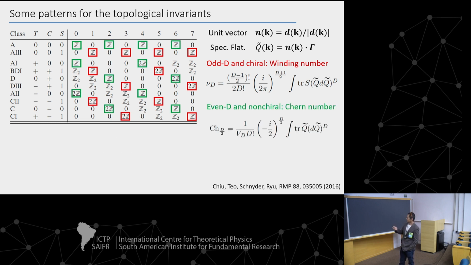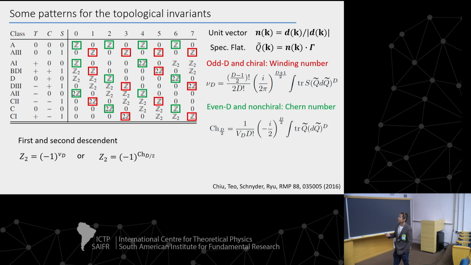Coming to this green, you go to the even dimension non-chiral symmetries, and you have these so-called Chern numbers that you also calculate from this spectrally flattened Hamiltonian in this particular way. And then the rest of them are the so-called first and second descendants, where you also calculate these numbers and then you just raise -1 to these powers. So that's why you get the Z2 invariant for these classes.